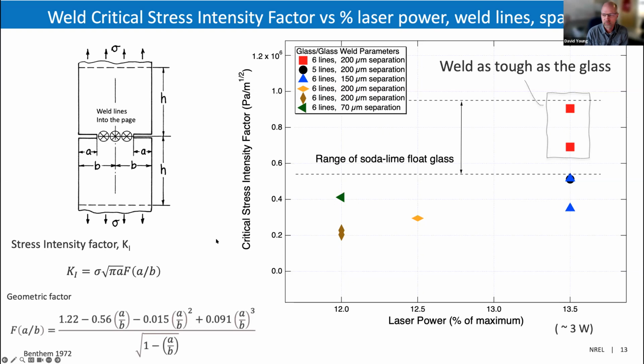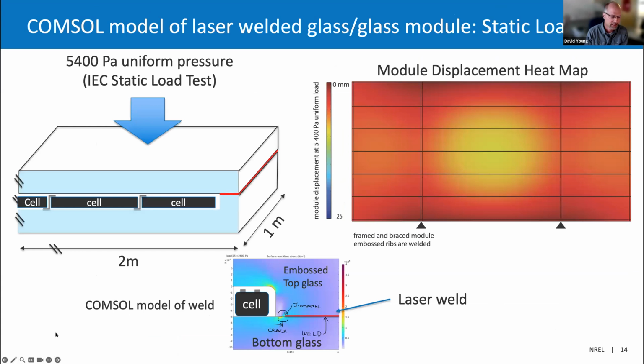Okay, so now we have our experimental data. Now it's time to put these into a model, a COMSOL model, and see how they would respond in a real world full module setting. So Nick had a model of a module, 2 meter by 1 meter, that he reconfigured to do a static load test. And so he calculated the displacement heat map of the module by putting this 5,400 Pascal load on it. So we're able to get the displacement, and then he modeled the weld using this figure here.